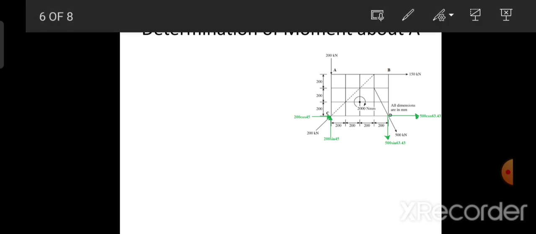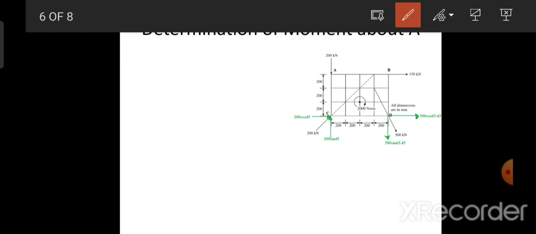Now coming on to the important step, which is the determination of moment about point A. Before going to the calculation of moment about point A, we need to understand the concept of moment. Moment is basically equal to the product of force and its perpendicular distance with reference to the reference point. So here the point of reference is A.